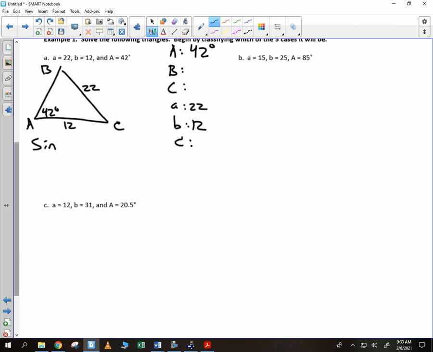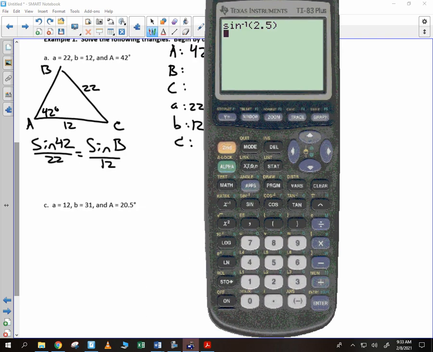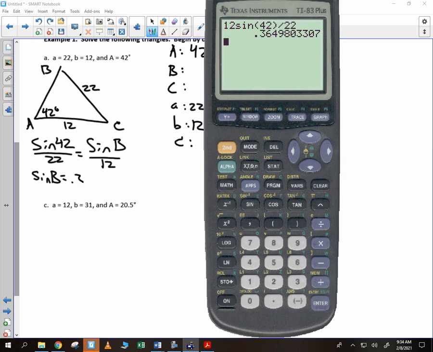Sine of what over what? Sine of 42 over 22 is equal to sine of what angle are we now finding? B. Sine of angle B over side B, which is 12. To solve this, I'm going to multiply both sides by what? 12. So 12 sine of 42 divided by 22. Boom. Can sine be equal to 0.3649? Is that an option? Can sine take on that value? Yes.